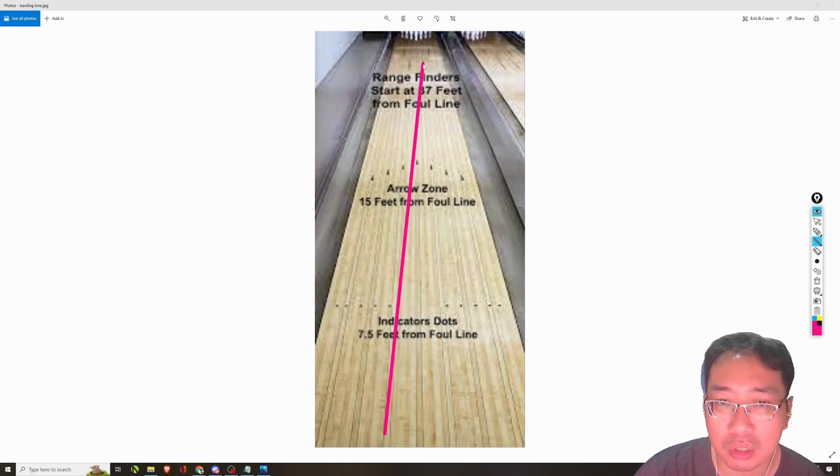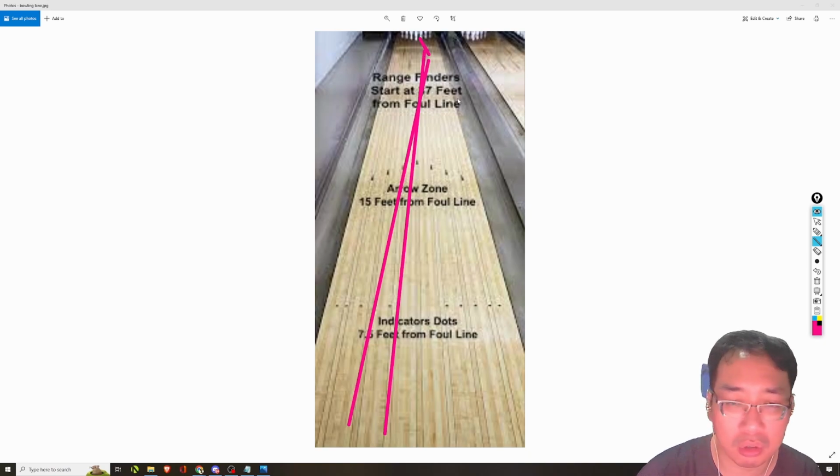So his line was something like this, right? Probably around here, or probably even deeper, right? He was playing around here as well. So in the end, this was the area where he found success, where he started to score above 200 again. So he felt like he should have gone to this area.